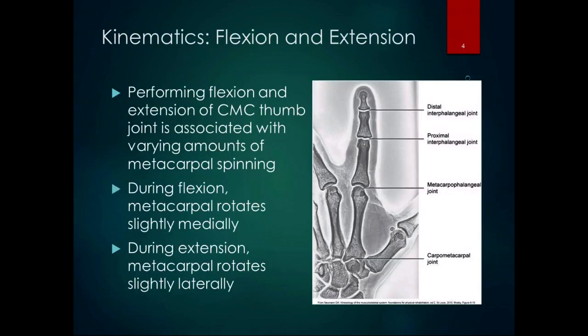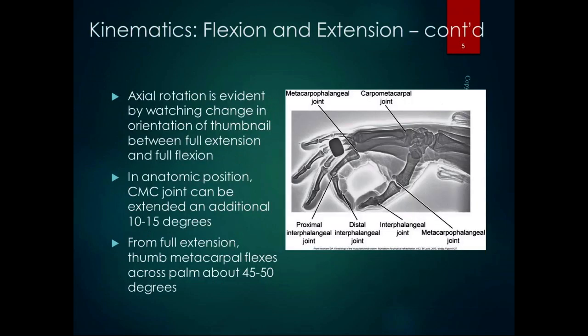Performing flexion and extension of the CMC joint is associated with various amounts of metacarpal spinning. So that's what I was talking about, the rotation that's not voluntary, but it happens as an accessory motion. During flexion, the metacarpal rotates slightly medially, and during extension, the metacarpal rotates slightly laterally. It's just how it works. There aren't really muscles that do those motions, they just come along with those other motions. So axial rotation is evident by watching the change in orientation of the thumbnail between full extension and full flexion.